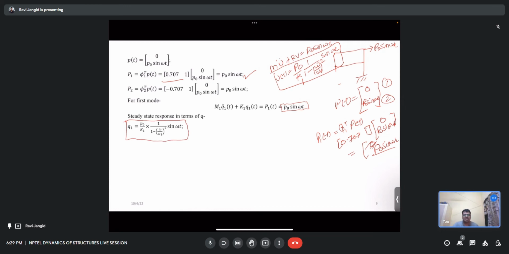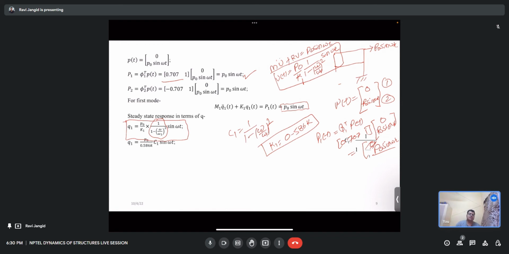Let us say this term, 1 over 1 minus omega by omega 1 square, is C1. And k1 was 0.586 k. So if I write this, it becomes P naught over 0.586 k, C1 sine omega t. Okay, so now this is the response for the first mode.